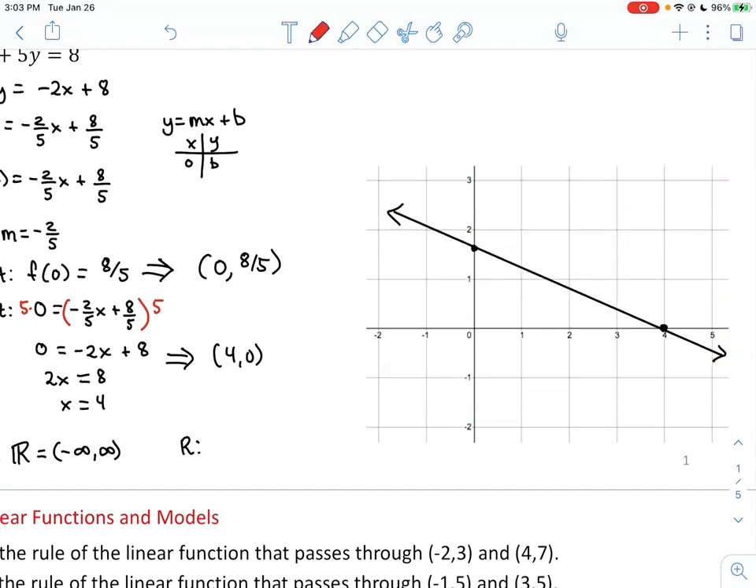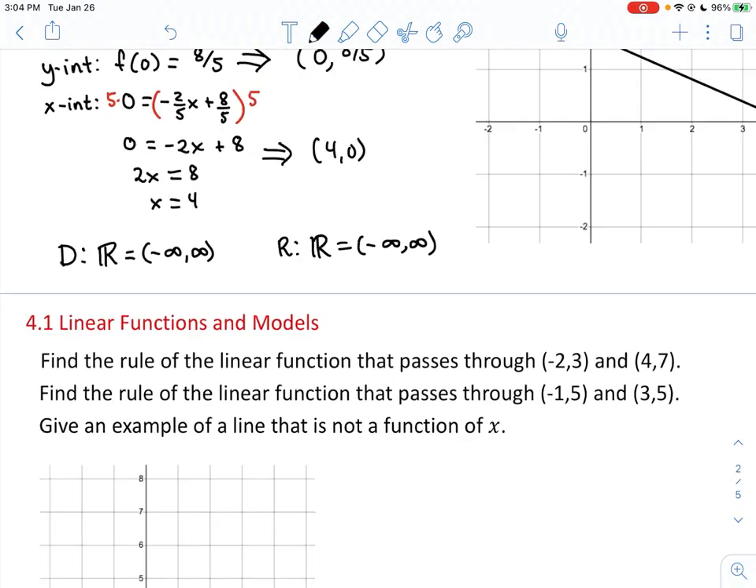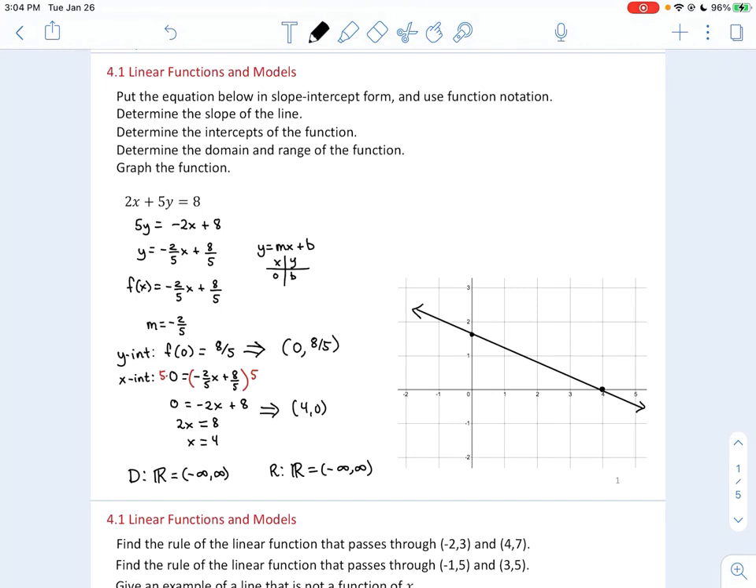This is to suggest that our range is also all real numbers. All y-coordinates are possible. So there's our domain and range of this function, and we have the graph. Now I want to make a few comments about slope.